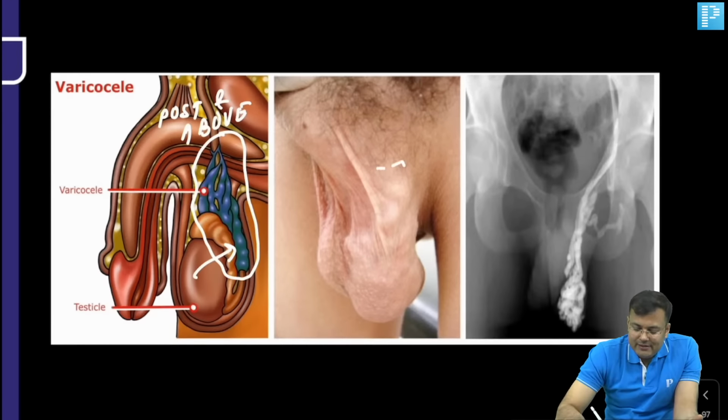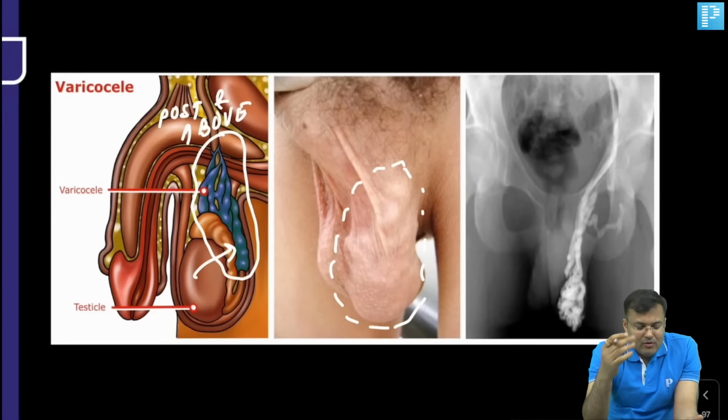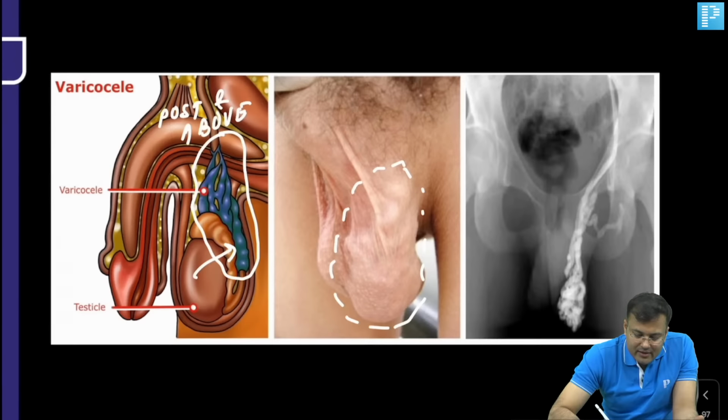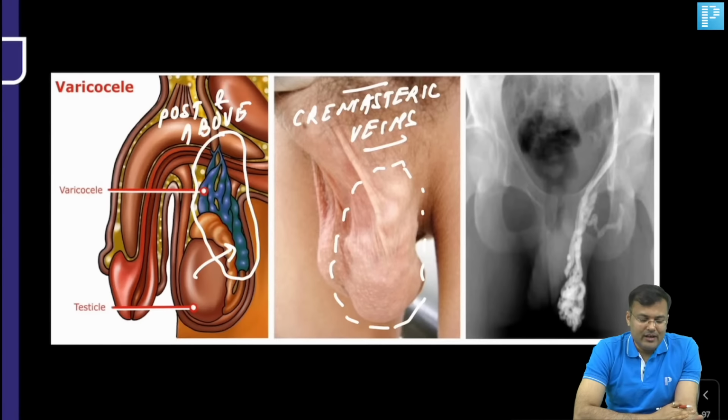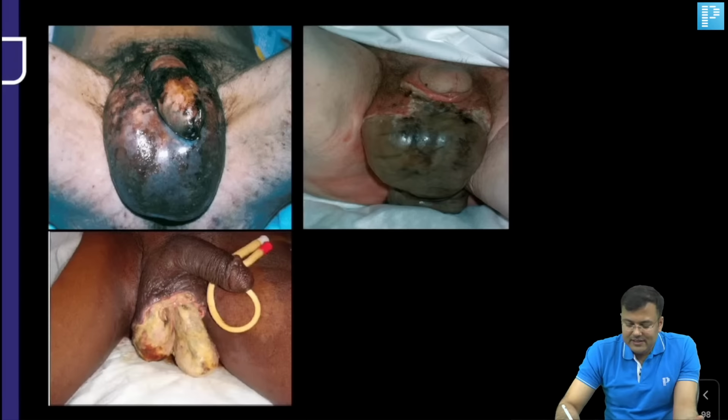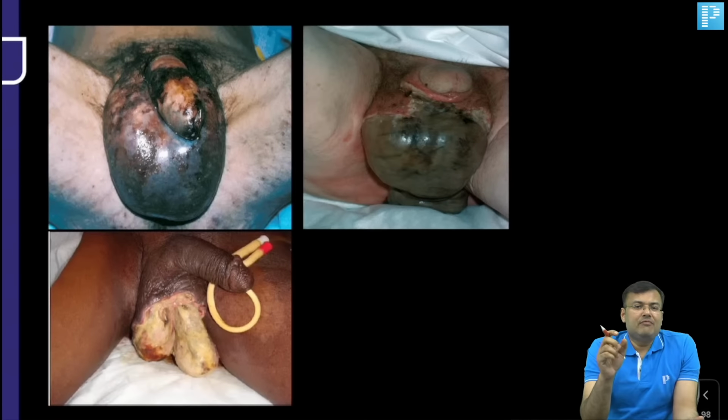Yes, there is a bag of worm like appearance on palpation. What is the alternative venous drainage channel? Cremastic. Guys, this is an INI-CET question. This is cremastic vein. So it is occurring via cremastic veins. So this is varicocele.